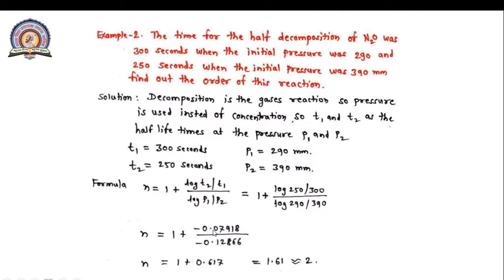1 plus minus 0.07918 divided by minus 0.12866. So n is equal to 1 plus 0.617. Take the addition of this term, then it is equal to 1.61 and that is approximately 2. Now it means the order of reaction is 2, that means a second order reaction.